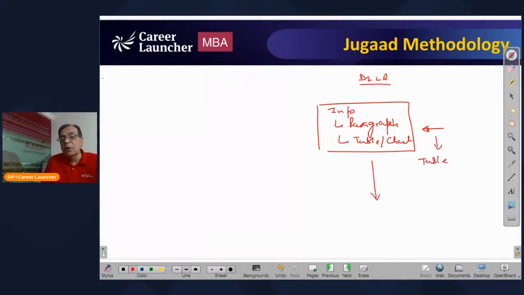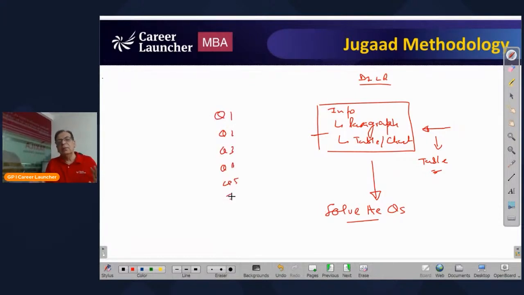And then the next step you are supposed to do is solve the questions or mark the answers to the questions. How do you solve the questions? By converting this data which is given to you into a meaningful table and completing that table. And typically there are questions: question 1, question 2, question 3, question 4, question 5. Now this is the structure of the DILR set. Now, a couple of things which I want you to be clear about.